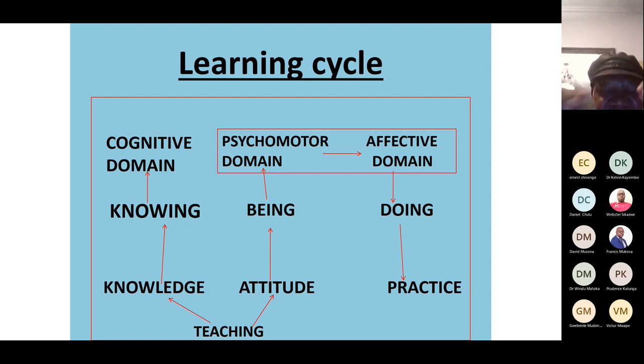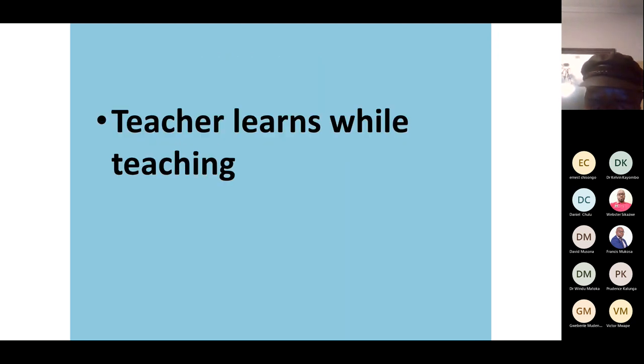Now, here we are. These things are there for us to know. This is the learning cycle. So how do we bring them together to make sure learning takes place? That is what we need to tie together. So the first thing to remember is the teacher learns while teaching. Tell me, what does the teacher learn while teaching? It's a fact the teacher learns while teaching, but what does the teacher learn?